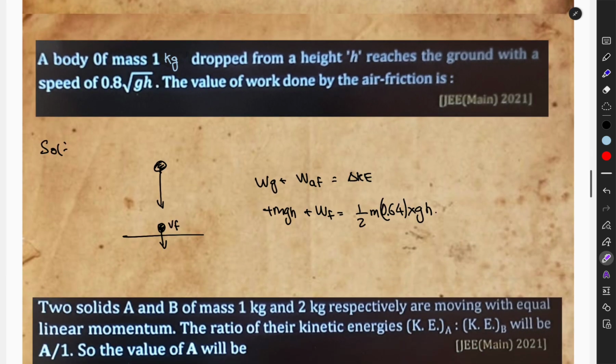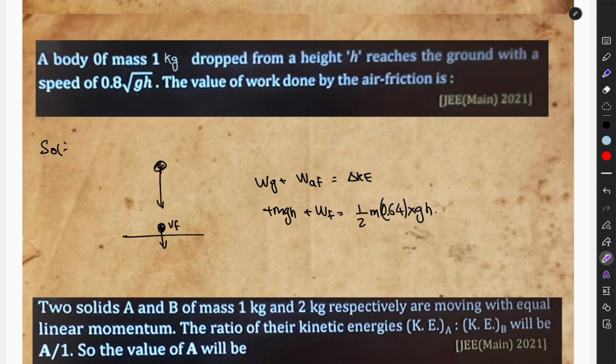So next question, a body of mass 1 kg dropped from a height h reaches the ground with a speed. Vf is given, find the value of work done by the air friction. So Vf is given as 0.8 root gh. Again, mass is also given, which is 1 kg.